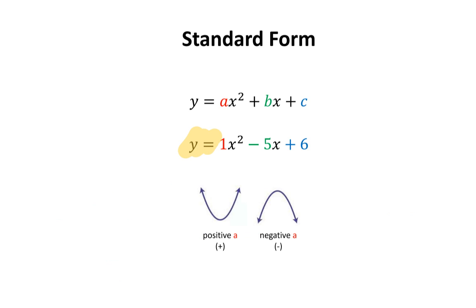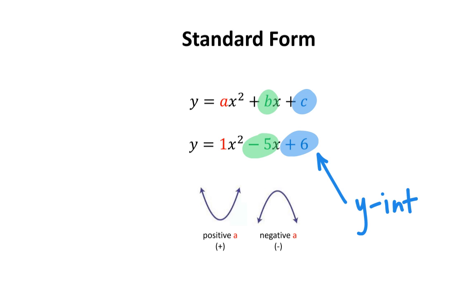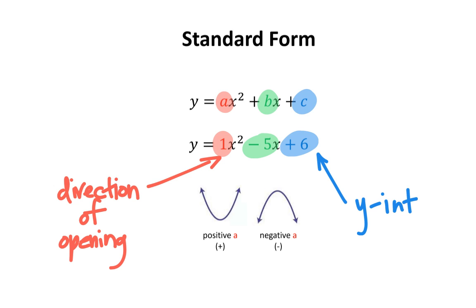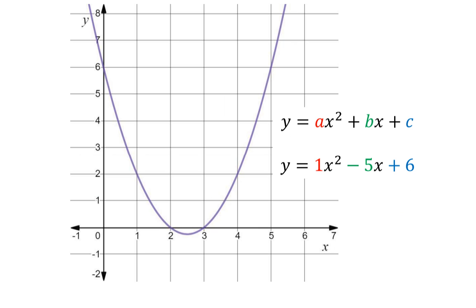Take a look at the equation of a parabola in standard form. As mentioned previously, c represents the y-intercept. Therefore, 6 is the y-intercept. b is -5, but this doesn't mean anything useful to us. And a is +1. a represents the direction of opening. Since a is positive here, that means our parabola is going to be smiling or it's going to be opening upwards. I've gone ahead and graphed this parabola.